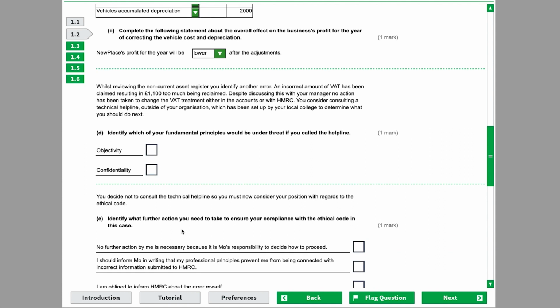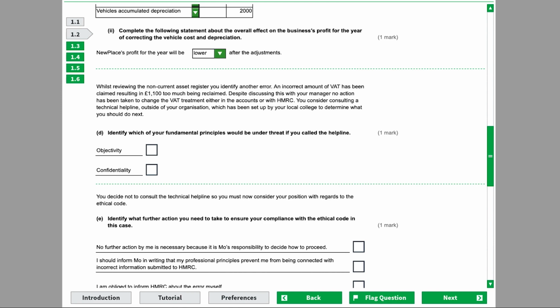Fantastic. Right, let's move on to part D then. Whilst reviewing the non-current asset register, you identify another error. An incorrect amount of VAT has been claimed, resulting in £1,100 too much being reclaimed. Despite discussing this with your manager, no action has been taken to change the VAT treatment, either in the accounts or with HMRC. You consider consulting a technical helpline outside of your organisation, which has been set up by your local college to determine what you should do next. D then. Identify which of your fundamental principles would be under threat if you called the helpline.